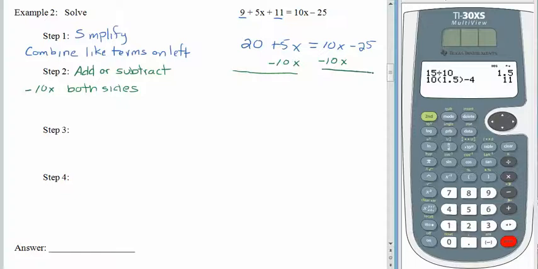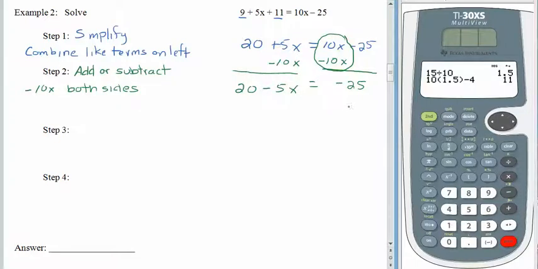And the whole point of doing that was so that the positive 10x combined with the negative 10x would give me a 0. On the right-hand side, don't forget about this negative over here. We have a negative 25 left over. On the left-hand side, 20 is still there. 5x minus 10x is a minus 5x.